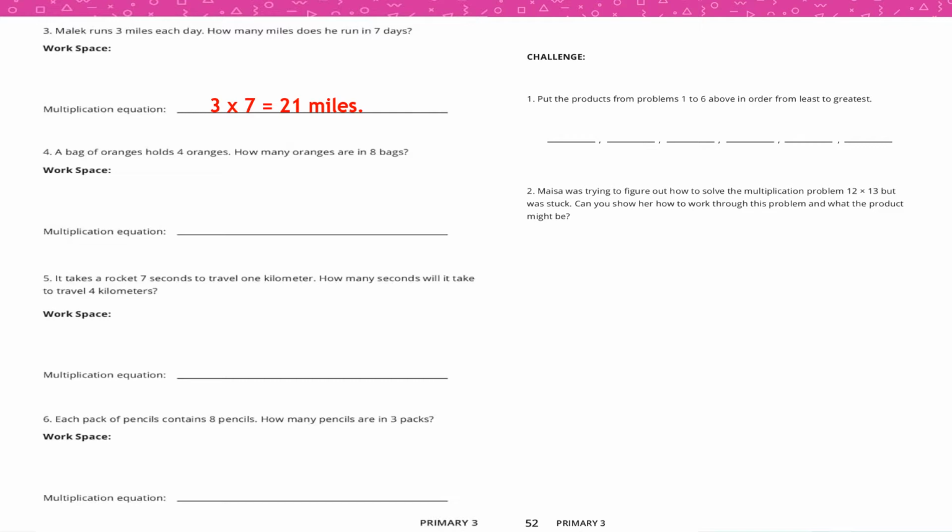Number 4: a bag of oranges holds 4 oranges. How many oranges are in 8 bags? If one bag holds 4, so 8 bags hold what?